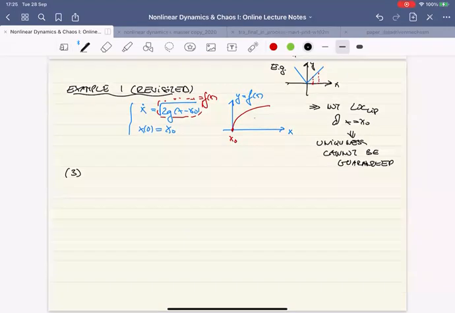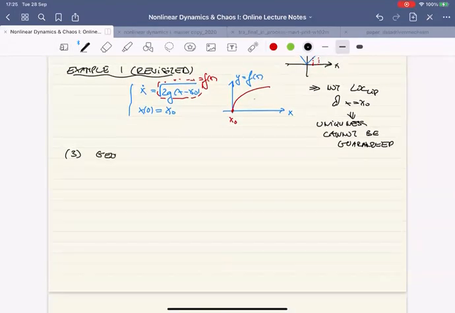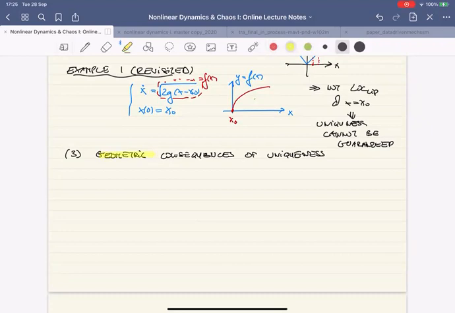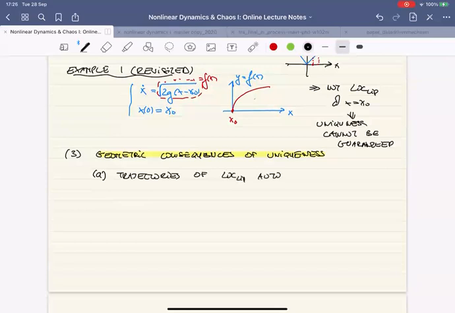So the geometric consequences that I wanted to talk about very quickly. We already talked about this, but now it's been firmed up that trajectories of locally Lipschitz autonomous systems cannot intersect in the phase space.